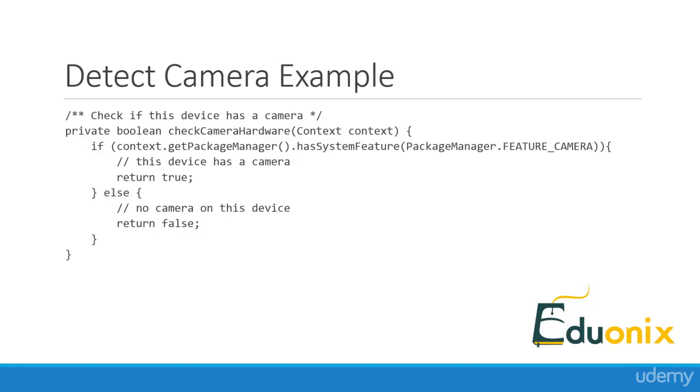Here we have an example in code of how to detect if there is an available camera on a device. In this method, the checkCameraHardware method, which receives context as a parameter, we will need to use that context later for obtaining the package manager. We obtain the package manager by calling the getPackageManager method on the context which we have received as a parameter. We can then query the package manager for specific system features by calling the hasSystemFeature method. In this case, we can call the hasSystemFeature method with a constant parameter, PackageManager.FEATURE_CAMERA. This will return true if the system has at least one camera feature, and false if no camera is available.